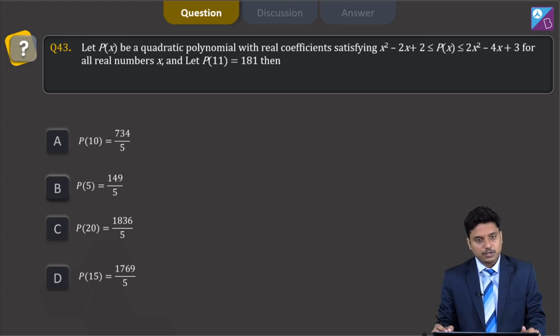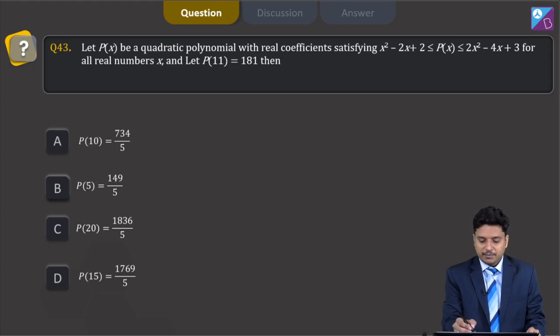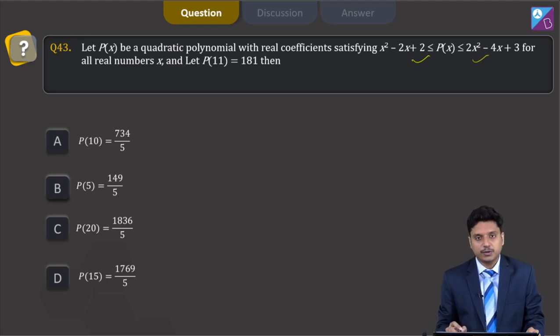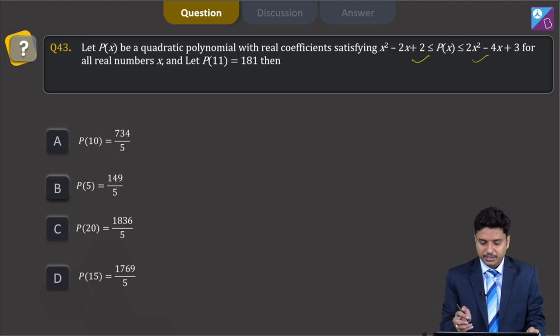Let P(11) be equal to 181, then we have to try and find the other values for P(10), P(5), P(20) and P(15). So what information do we have about P(x)? We have x² − 2x + 2 and 2x² − 4x + 3. These two graphs are of quadratic equations. So that quadratic will have its least value at x = 1 because the vertex for this quadratic and this quadratic are both at 1.